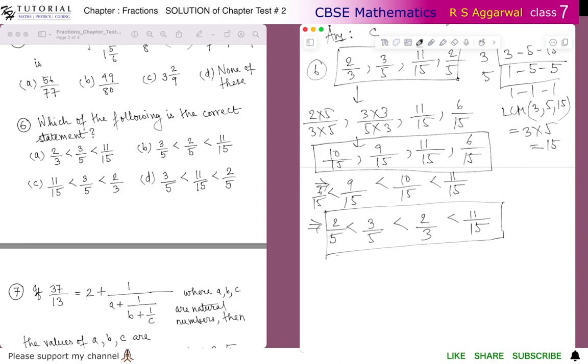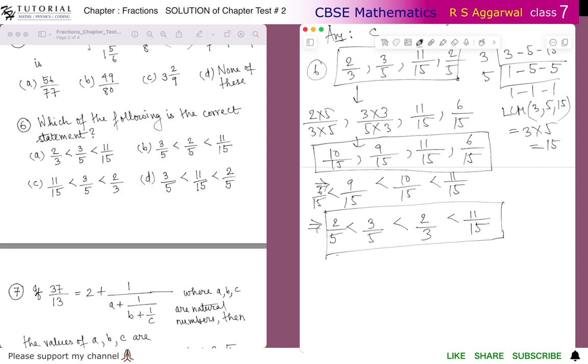given choices. Choice A: 2 by 3 less than 3 by 5? No, 2 by 3 is not less than 3 by 5. Choice A is wrong. Choice B: 3 by 5 is less than 2 by 5? No, it is wrong. Choice B is wrong, definitely.